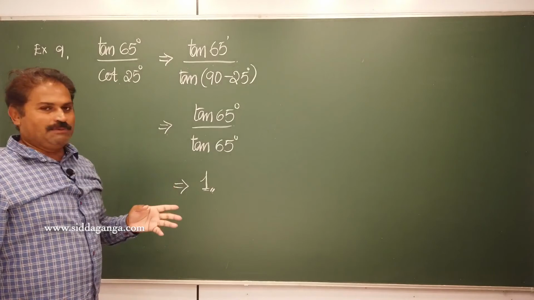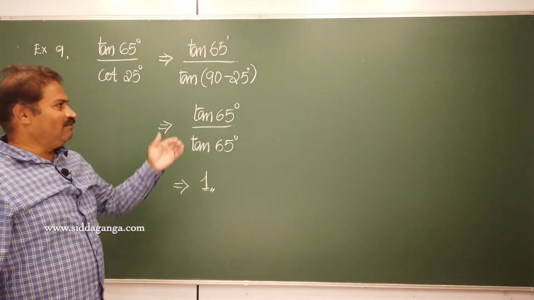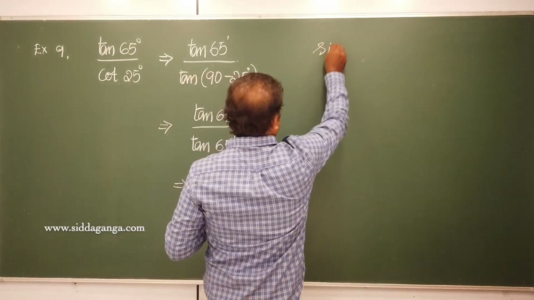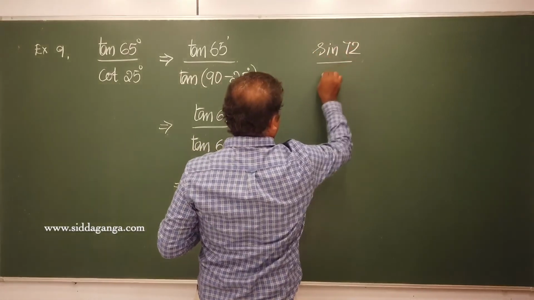And you have similar types of problems in your exercise. We'll solve them one by one. First is sin 72 by cos 18.